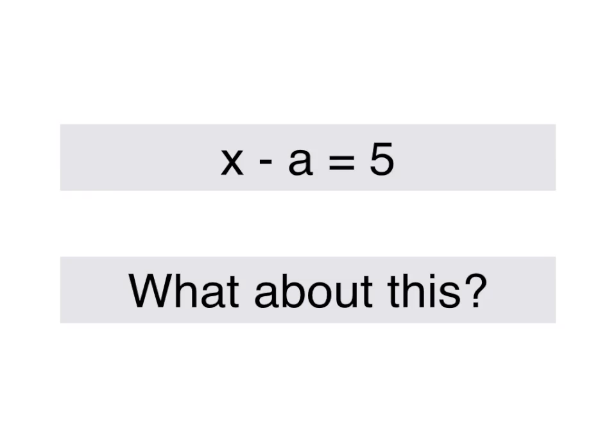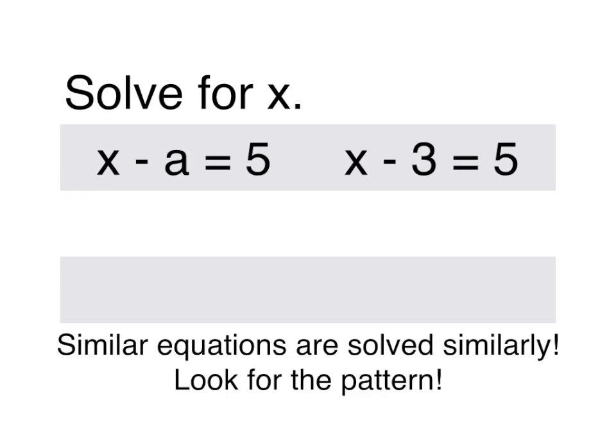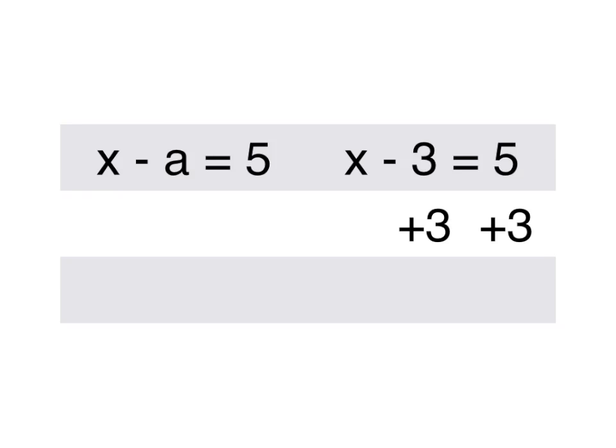Here's the literal version of that. X minus a equals 5. Now we're going to solve for x, not for a. So let's look at these side by side and compare. What do we do first with the number one? We added 3. So we do the same thing with the literal one.